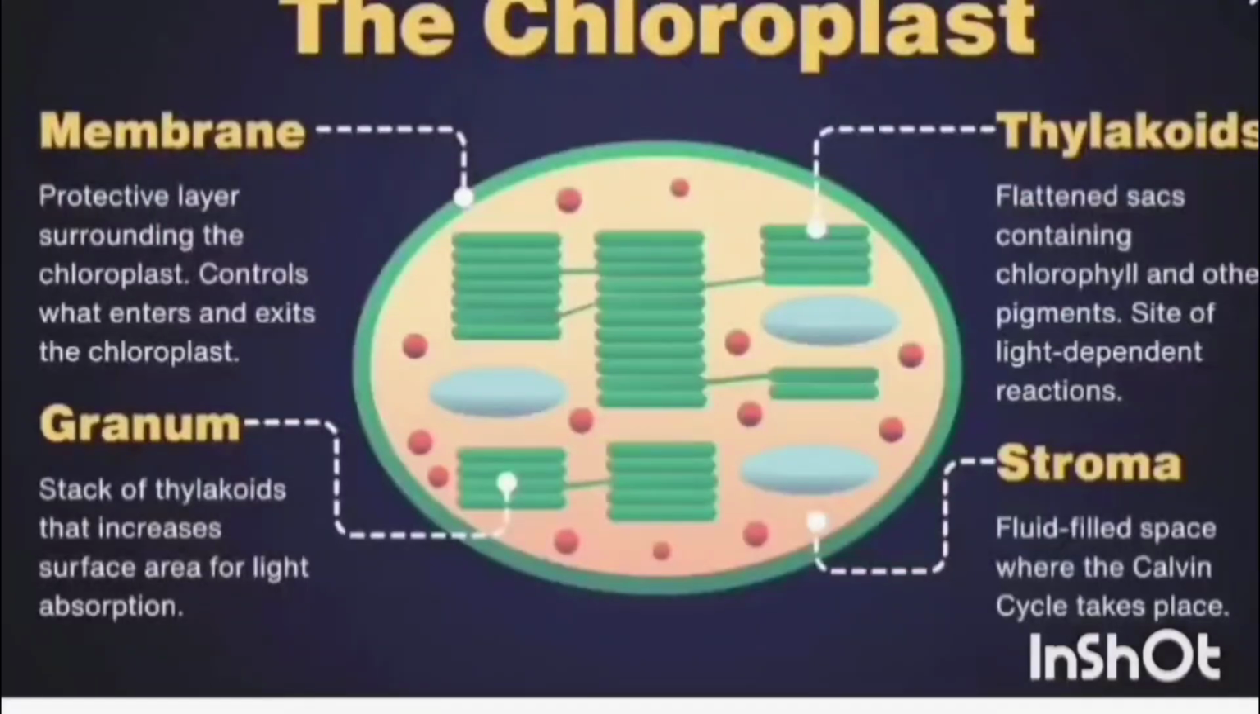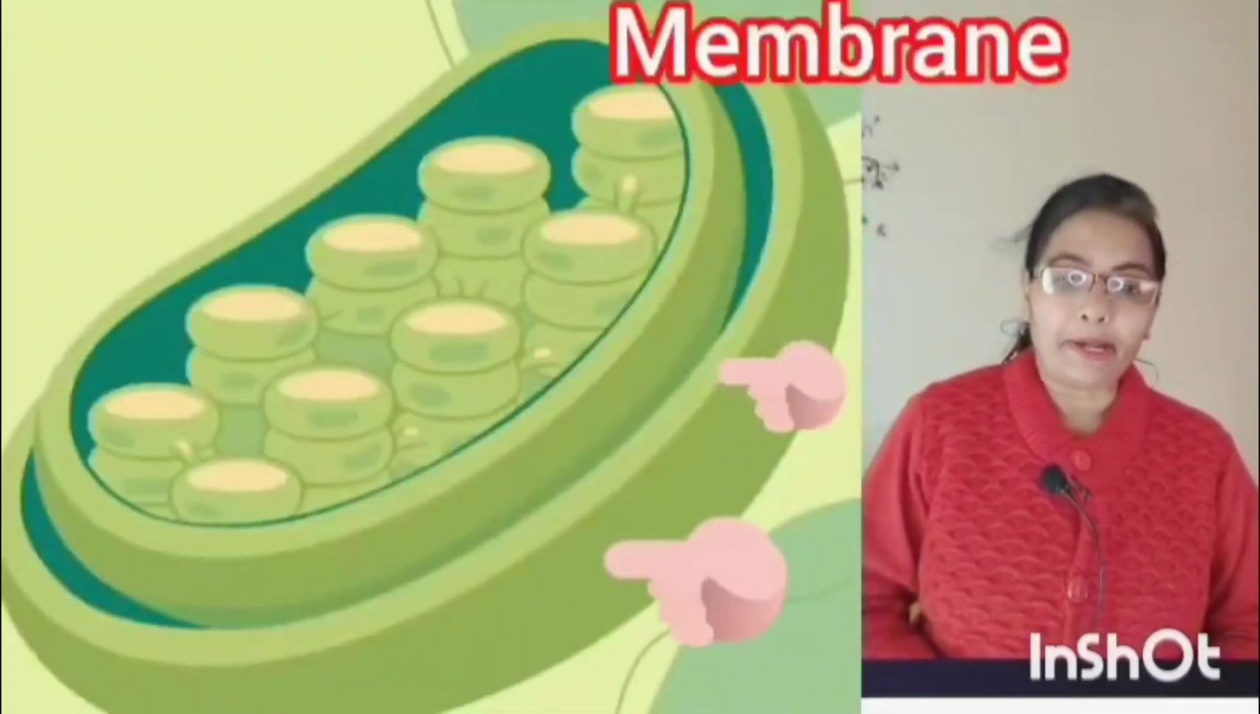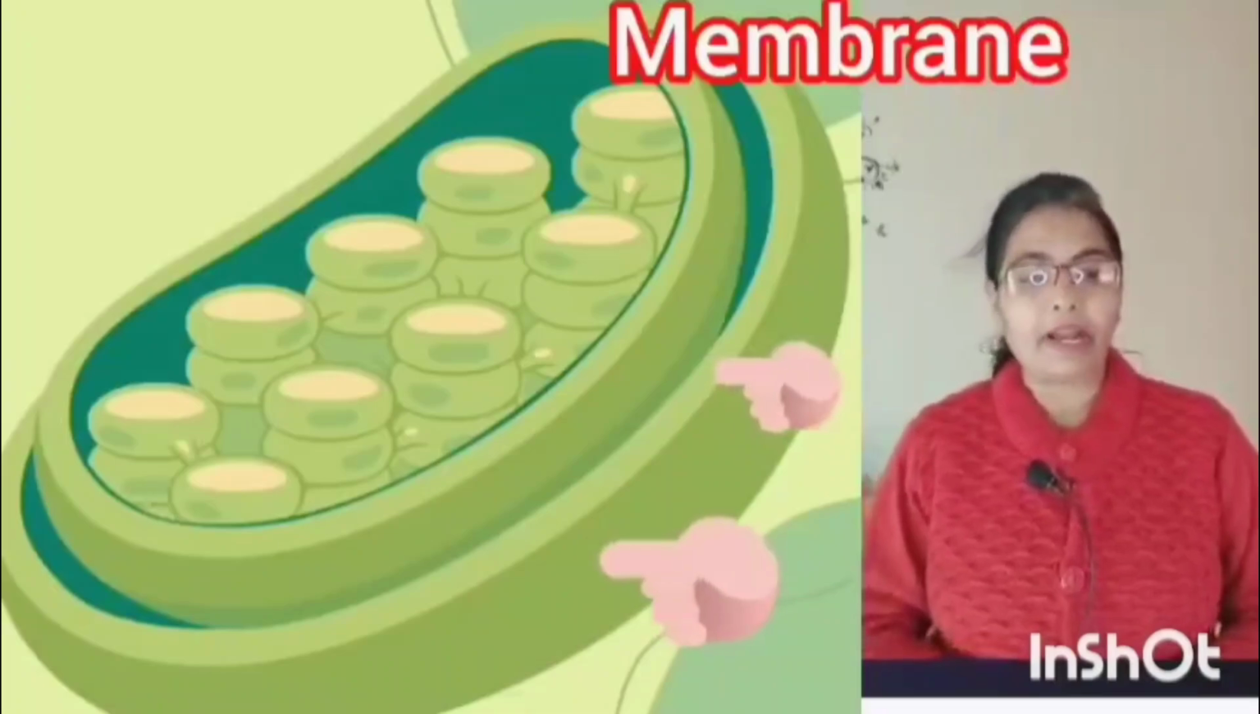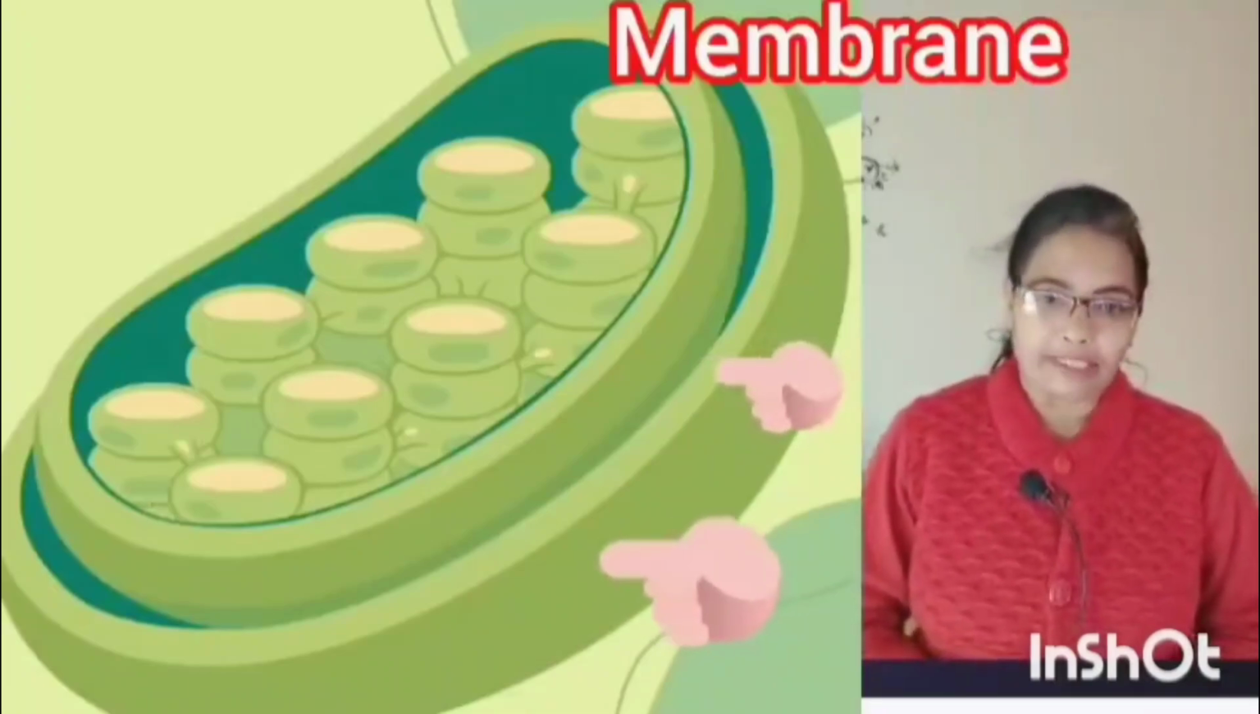A mature structure of chloroplast shows mainly three parts. Number 1, membrane. Number 2, stroma. And number 3, grana. The membrane is made up of a double layer, outer membrane and inner membrane, which is made up of lipids and proteins.